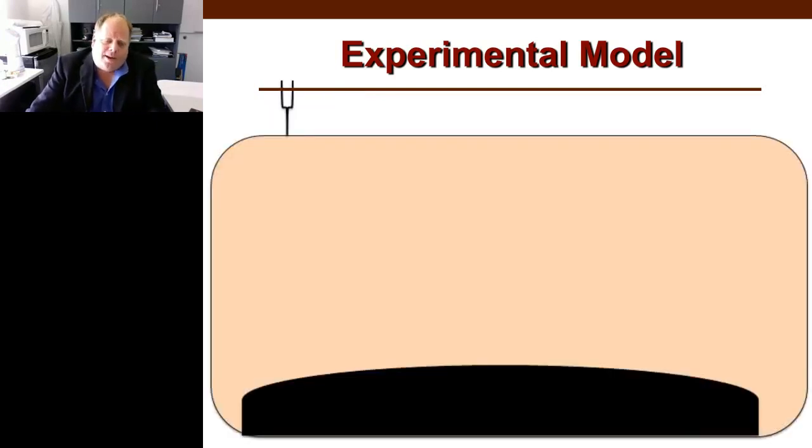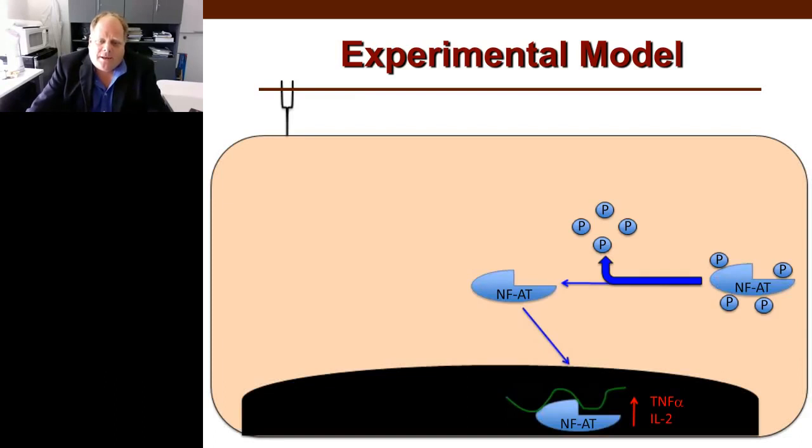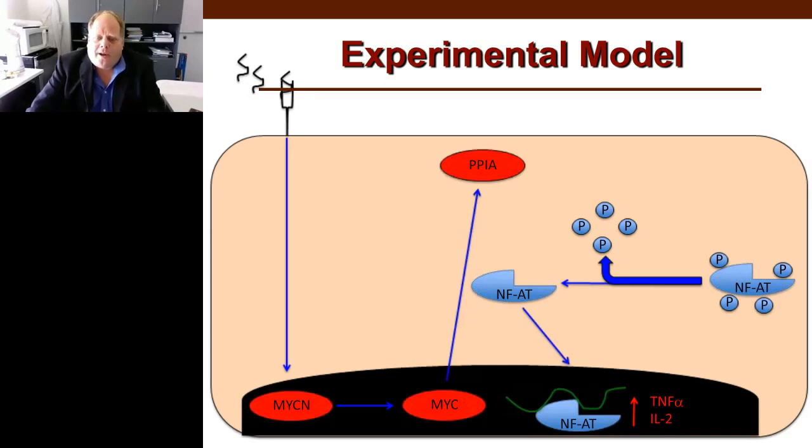What we've shown by RNA-seq analysis is that there's a nuclear factor, NFAT, that gets dephosphorylated and goes into the nucleus to produce TNF-alpha and IL-2. However, we're showing that if we give the CD200 protein, we upregulate what's called PPIA. And this is also known as cyclophilin A.